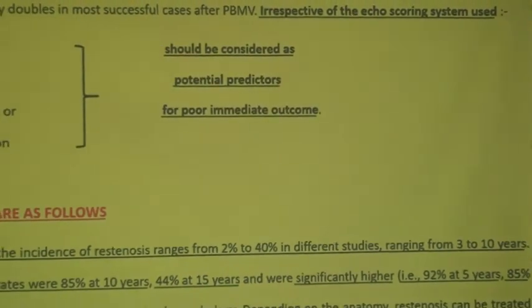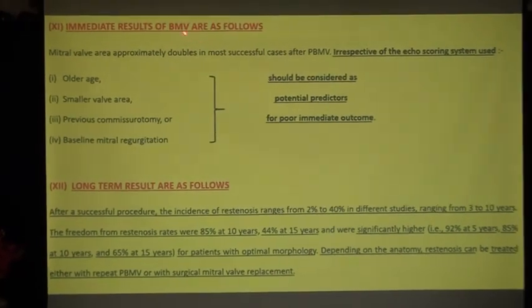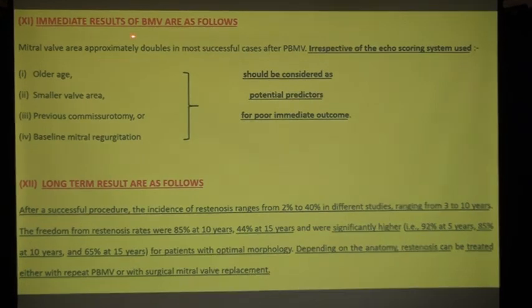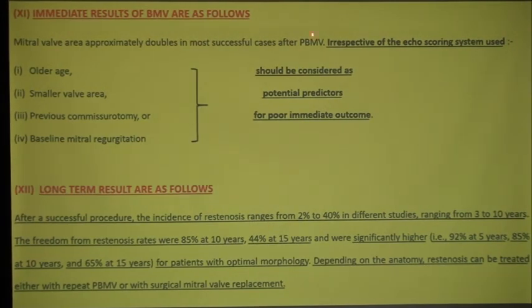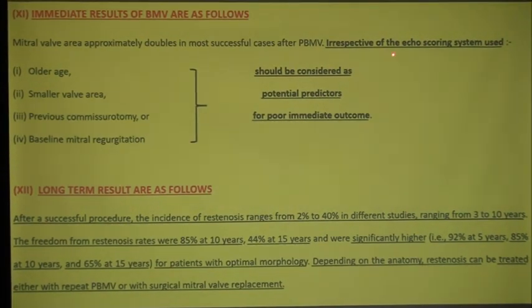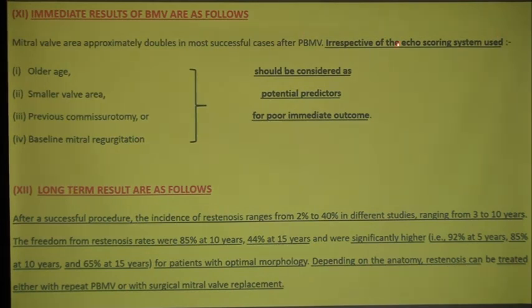Now, what are the immediate results of balloon mitral valvuloplasty, which are as follows. Mitral valve area approximately doubles in most successful cases after percutaneous balloon mitral valvuloplasty, irrespective of the echo scoring system used. Older age, smaller valve area, previous commissurotomy or baseline mitral regurgitation should be considered as potential predictors of poor immediate outcome.